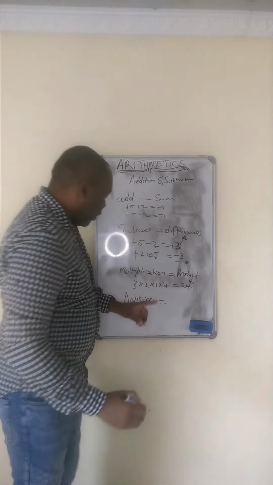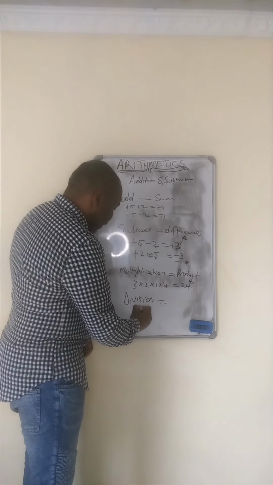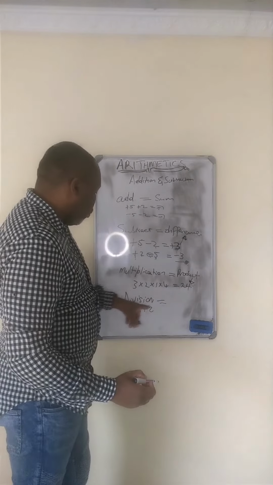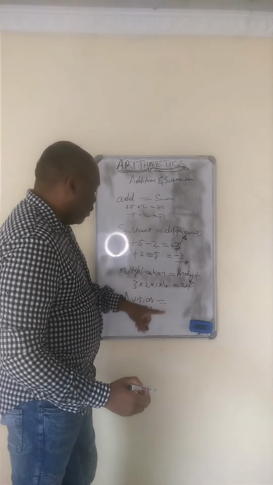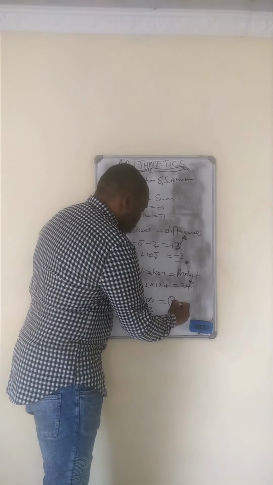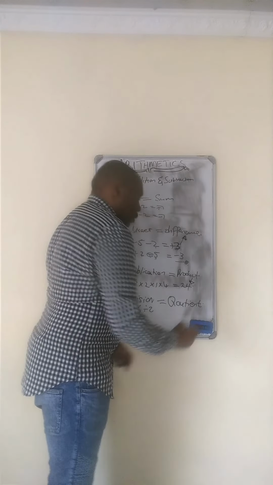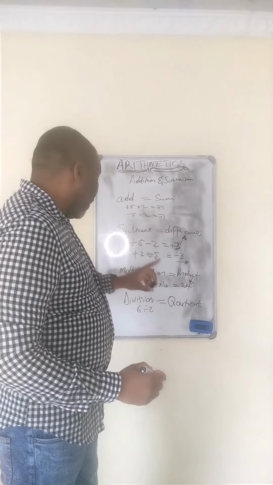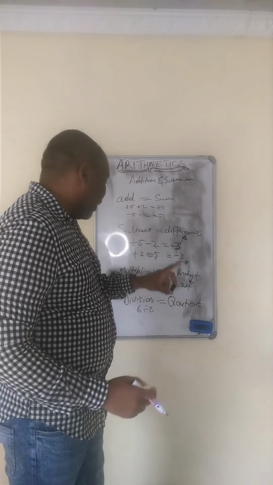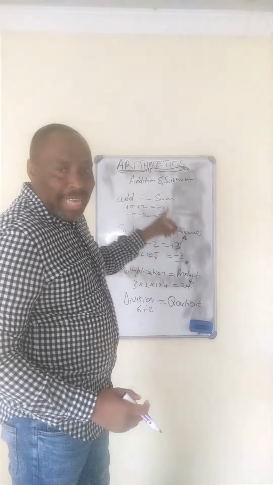Division. What we get when we divide, if you say 6 divided by 2, what you get out of the division is what we call a quotient. That is what we get. When you are multiplying, you get a product. When you are dividing, you get a quotient. When you are subtracting, you get a difference. When you are adding, you get a sum.